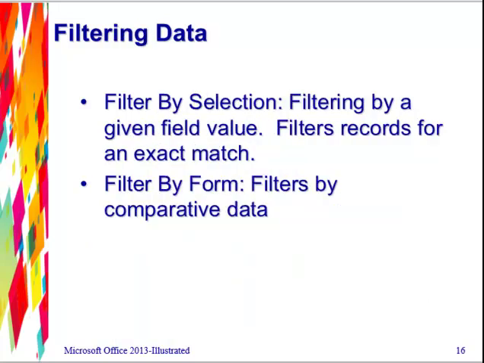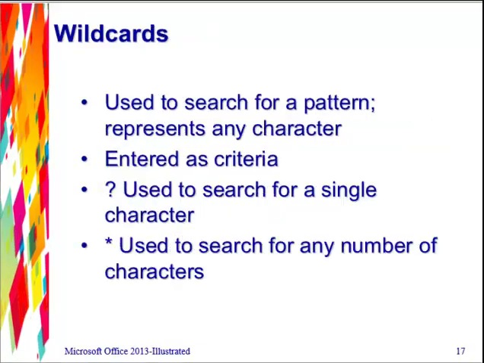Filter data by selection. You can filter by a given value. Filter records exact match, or you can filter by form. Comparative data, you can look at dates, you can look at times, you can look at locations. Okay, wildcards are used as the last piece of this B2 lecture. Wildcards are used when you're searching for items within a database and you aren't exactly sure, or you want to grab a large group. You can use an asterisk, or you can use a question mark.